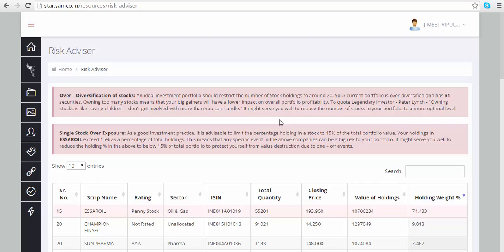Why is single stock overexposure such a bad thing? Let's say you are invested completely in one stock and a regulatory hassle or a technical issue or any such risk were to derail the fundamentals of the business of the company, it would result in severe wealth destruction. Hence, a reasonably well diversified portfolio may be suitable for every investor.